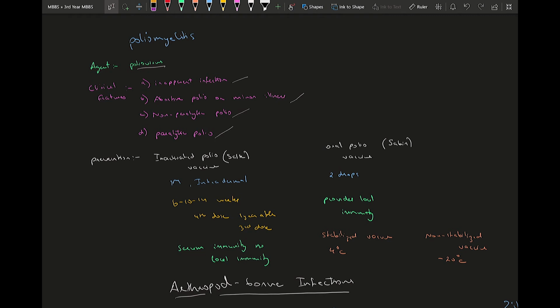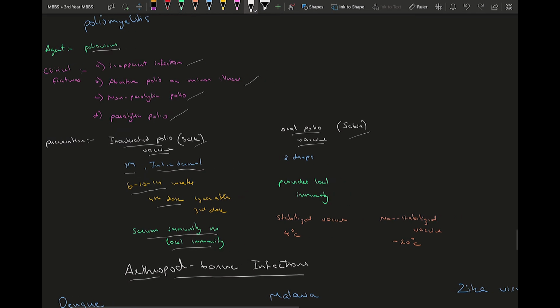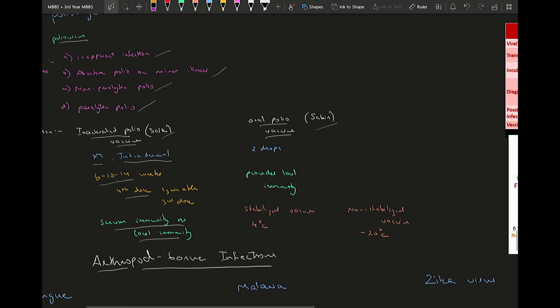The polio vaccine has two types: inactivated polio vaccine and oral polio vaccine. Inactivated polio vaccine is also known as Salk vaccine, and Sabin vaccine is the oral polio vaccine. The inactivated polio vaccine is given intramuscularly or intradermally, again at 6, 10, 14 weeks, and the fourth dose is given 1 year after the third dose. This produces serum immunity but no local immunity. What this means is it prevents paralytic polio, but polio infection is still present in the patient. Only the most complicated paralytic form has been prevented.